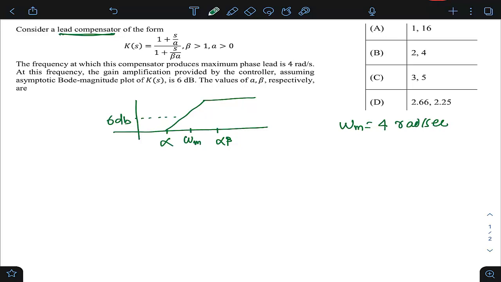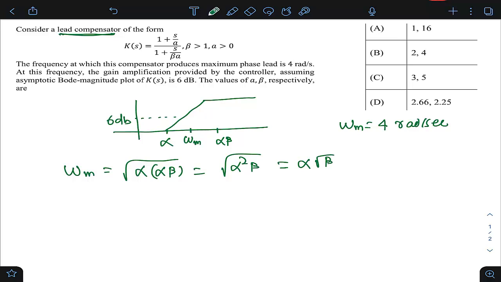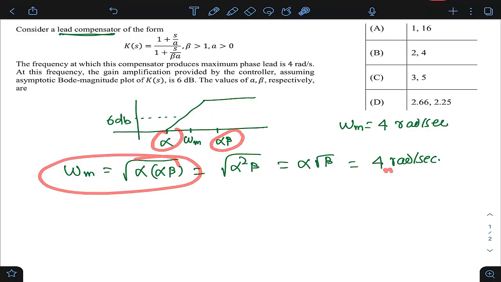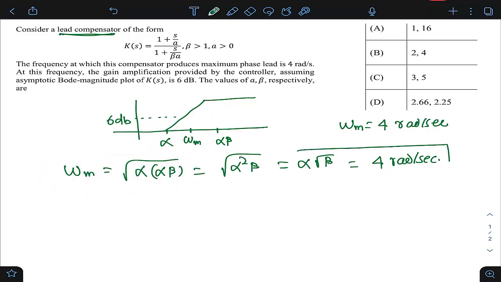Now students, this omega m is the geometric mean of the two corner frequencies. The corner frequencies are alpha and alpha beta. So omega m is the square root of alpha into alpha beta, which is the square root of alpha square beta, which is alpha root beta. So alpha root beta is 4 radian per second. Omega m in terms of corner frequencies is given by this relation. So this is one equation we got: alpha square root of beta equals 4 radian per second.